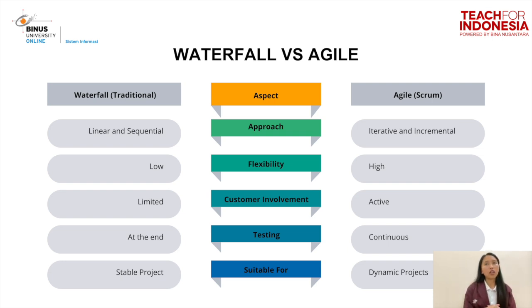Besides that, two other aspects we should consider are documentation and delivery time. In the Waterfall methodology, documentation is usually more detailed and organized because each phase must be completed before moving to the next one. The delivery time tends to be longer. Meanwhile, Agile methodology has minimal documentation and focuses more on working software or product. And the delivery time of Agile methodology is faster, with quicker time to market as features are delivered incrementally.